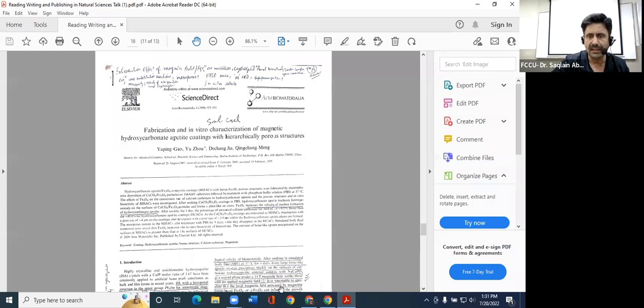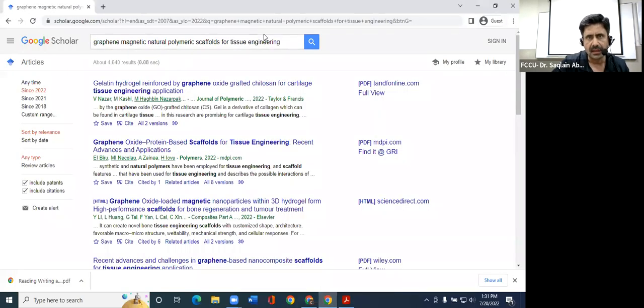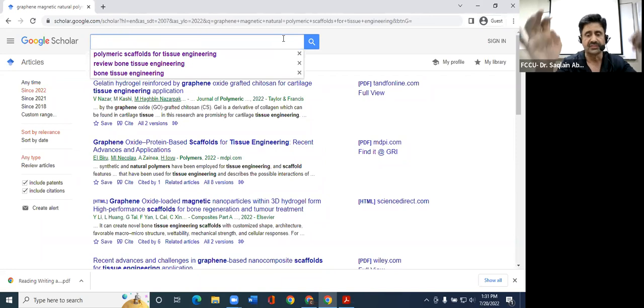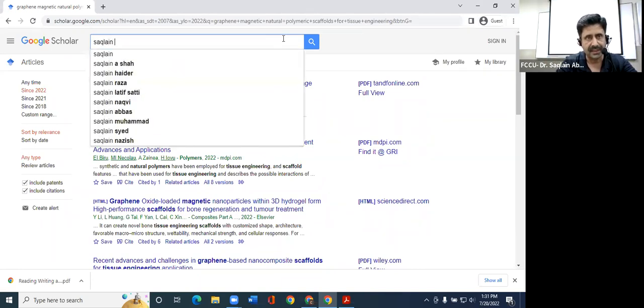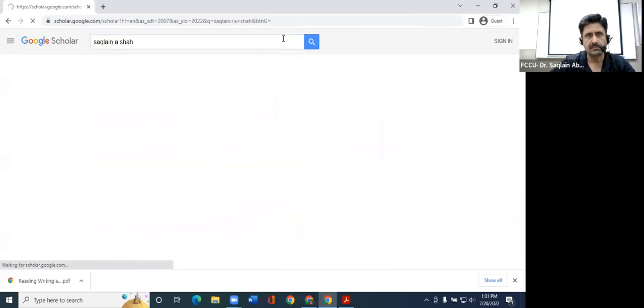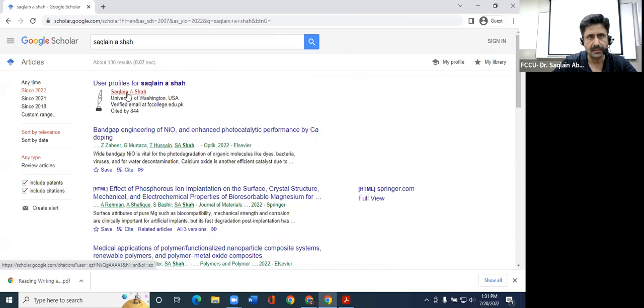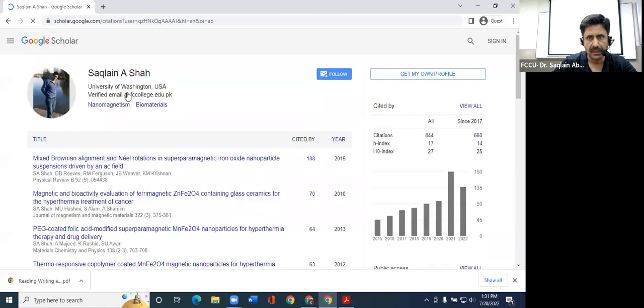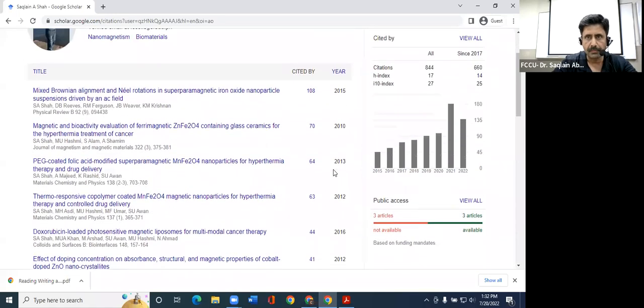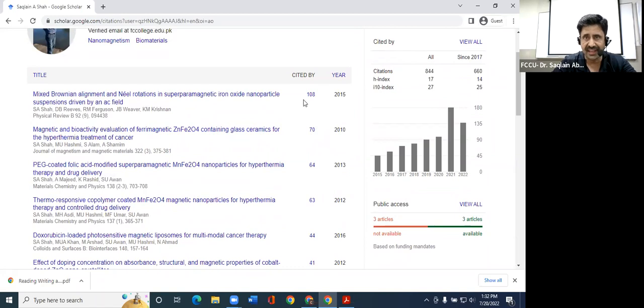And meanwhile, you can also use Google Scholar to find the different scientists. If you're following some particular person, some particular scientist, researcher, and you want to see all the list of research articles, you can just put the name over here. For example, if you put my name, Saklan A. Shah, it will appear, you can just click my name over here, and here you will see the list of articles. By default, it will be ordered in the citations. Highly cited articles shall be at the top, and so it shall be in a descending order.